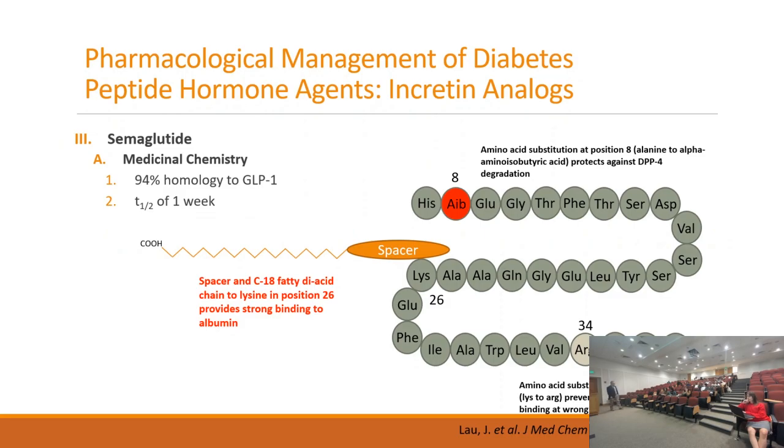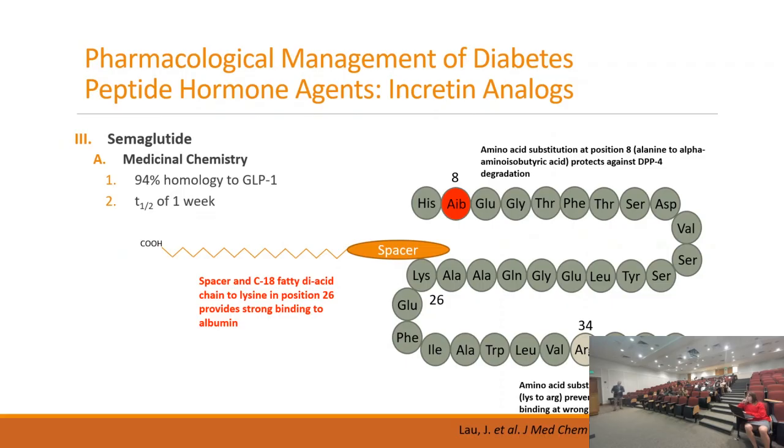Semaglutide is another type of GLP-1 drug. It's got a very long half-life, as Dr. Foles is going to talk about, and I just wanted to show you the medicinal chemistry reason for that. It's very, very similar to GLP-1, with almost 94% sequence homology. It's got a half-life of one week.